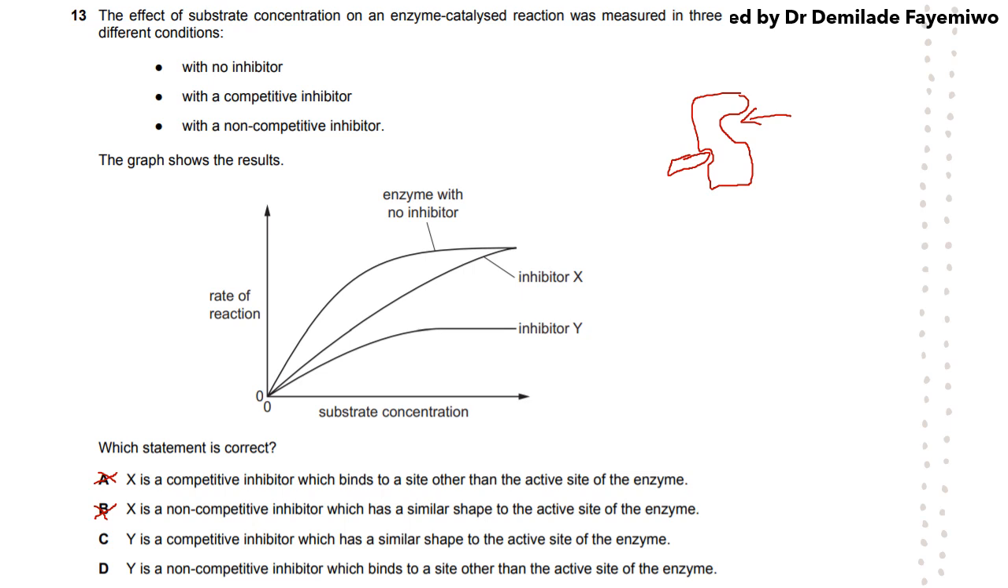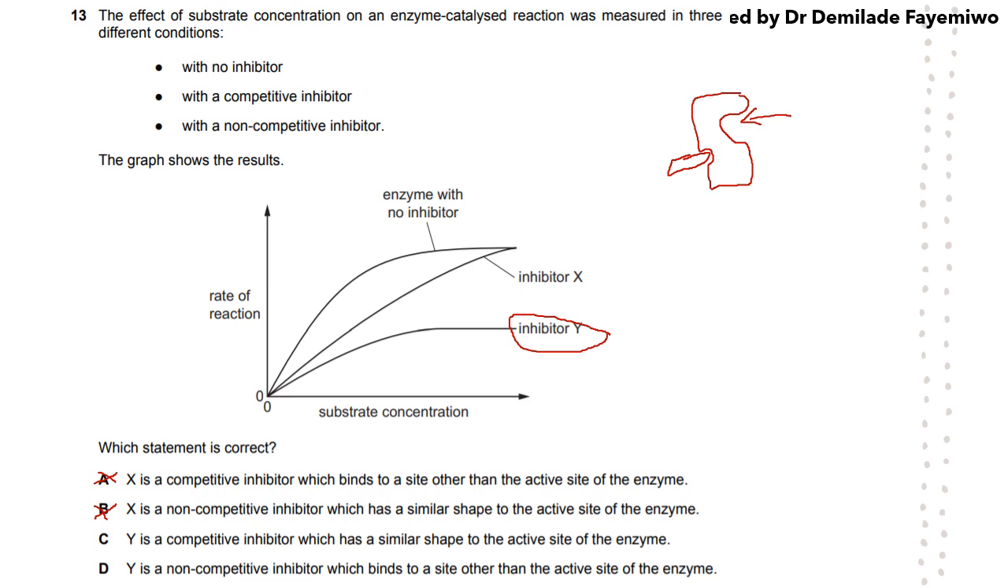C says Y is a competitive inhibitor that has a similar shape to the active site of the enzyme. Now that would be correct. That's the correct definition for a competitive inhibitor, a similar shape to the active site. But if you look at the graph for Y, Y certainly is a non-competitive inhibitor based on how much it has reduced the rate of the reaction.